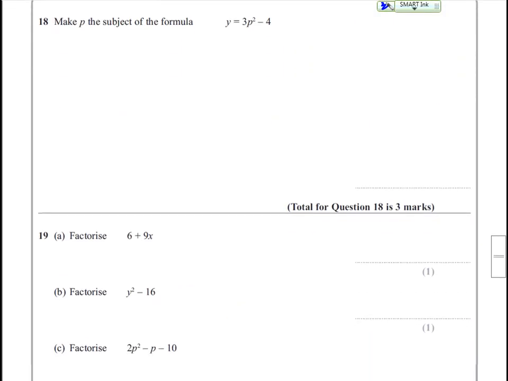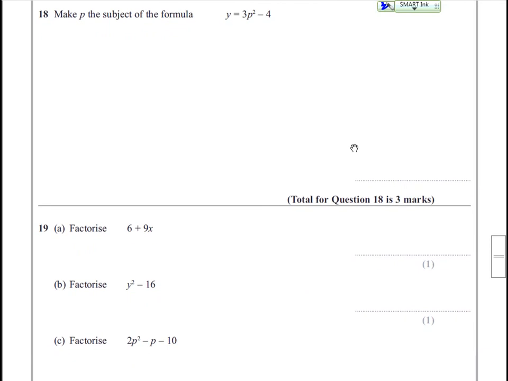Question 18. Nice algebra question. Make P the subject of a formula. So it usually sometimes says here P equals. That's what make the subject of a formula means. Get that letter equals something. Doesn't matter what it is. Doesn't have to be a number. As long as you've got that and then some stuff. Oh, and by the way, no P's in there. The only P must be there. So let's get on with it.